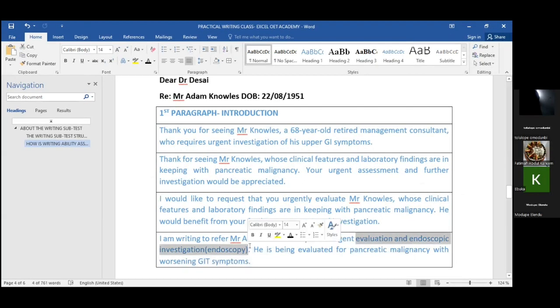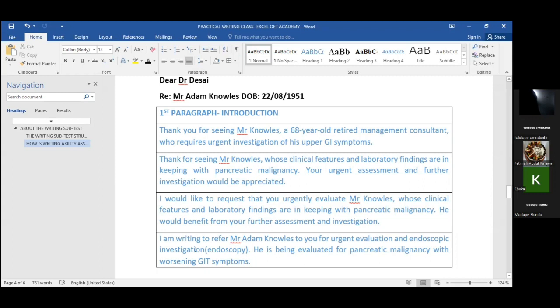Now, let me give you a trick. If you're writing your introduction, you can start the first sentence with what you want the specialist or the nurse or the doctor to do. And then your second sentence of the paragraph should now be maybe the symptoms or the diagnosis of the patient. Or you can reverse it. You can start your first sentence with the diagnosis of the patient, and then the second part can be what you want the person to do.